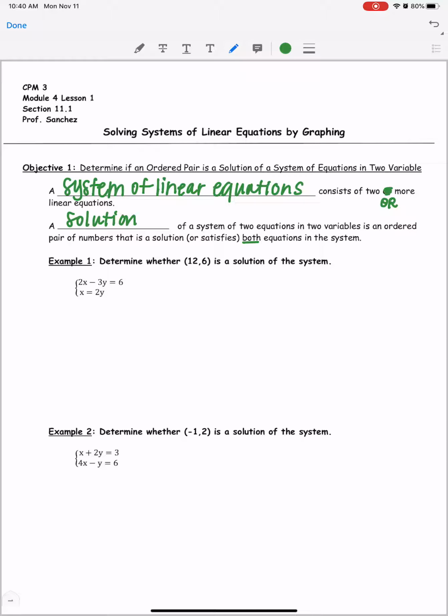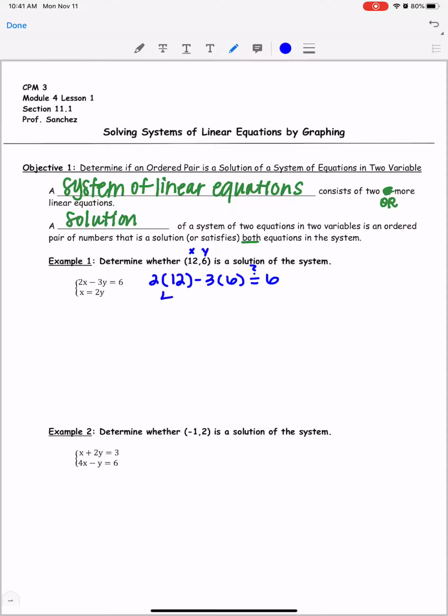So, for example here, determine whether (12, 6) is a solution of the system. This is your X and this is your Y. First, take the first equation and plug that in for both of them. So now we have 2 times X, which my X is 12, minus 3 times Y, and your Y is 6. And I want to know, does that equal the other side of this equation? Does that equal 6?